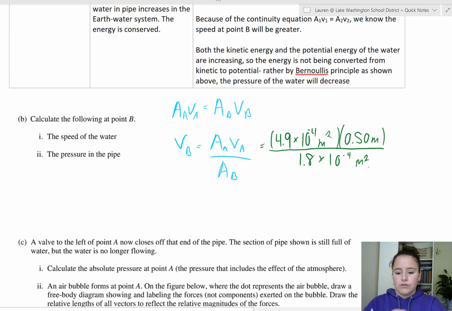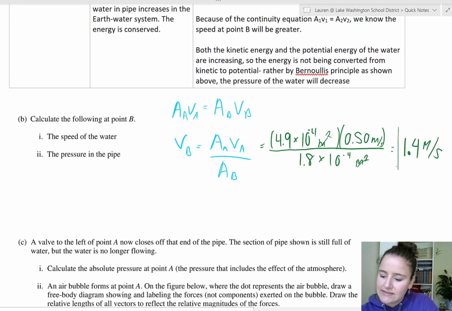Okay, and this is meters per second, because the meters squared and the meters squared cancel out, and we're left with meters per second units. So we plug that into our calculator, and we get 1.36 meters per second. If we round that, I would just say 1.4 meters per second is the velocity at B.